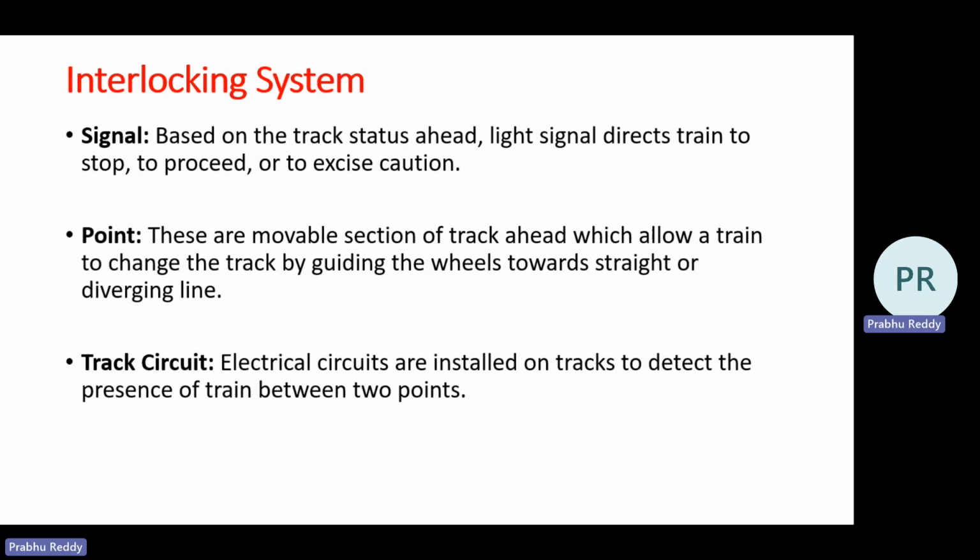Okay, and the last component of the interlocking system is a track circuit. It is an electrical circuit installed on the track to detect the presence of the train between the points. Okay, the point here implies the second component of an interlocking system. To understand all three components of the interlocking system, we will proceed to the next.